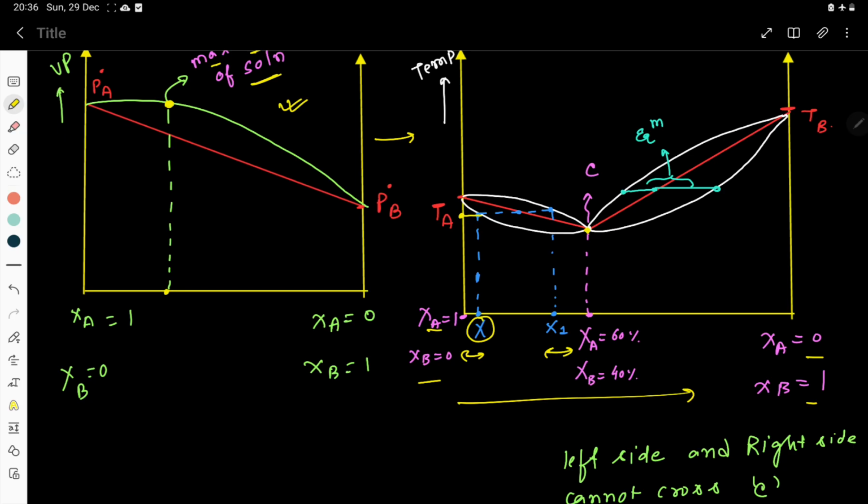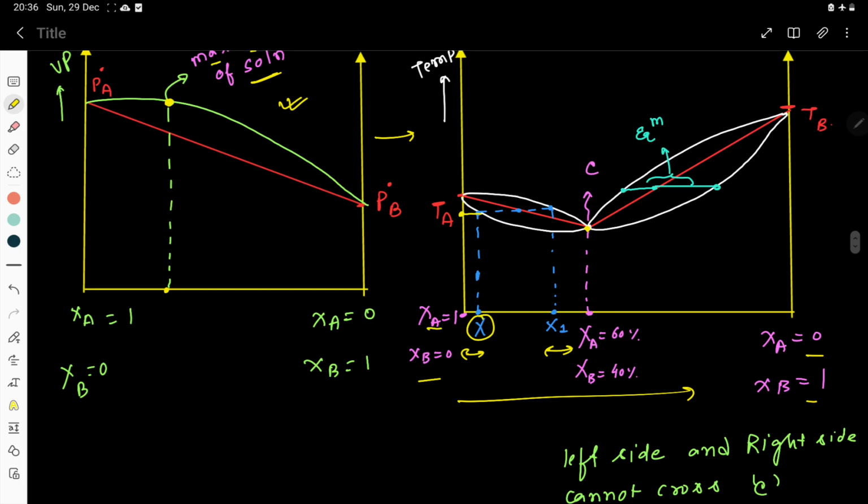Gradually after repeating this distillation, we can see that this X composition will shift more to the A side, and gradually we can obtain the pure A. And in the distillate we will see this C. Now see at C, what is special about C.